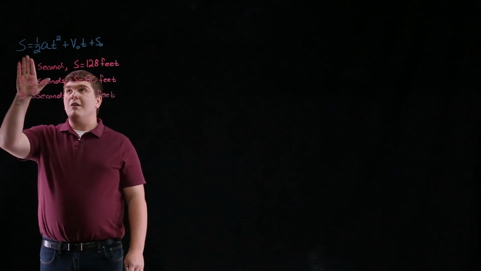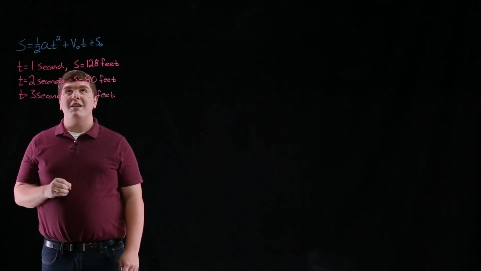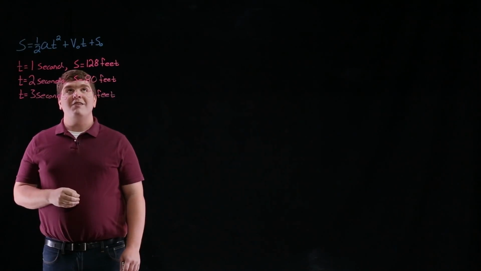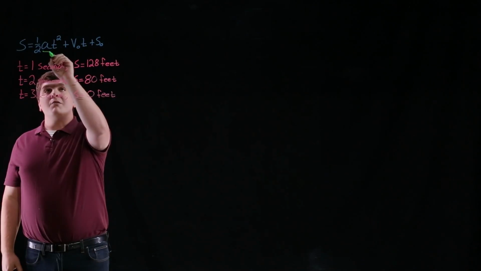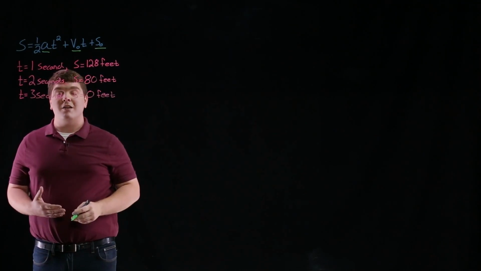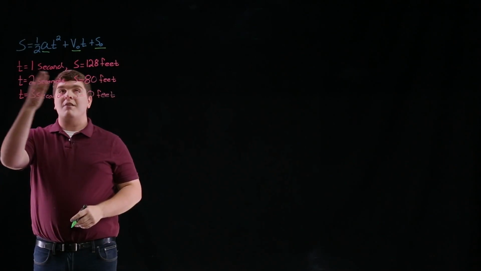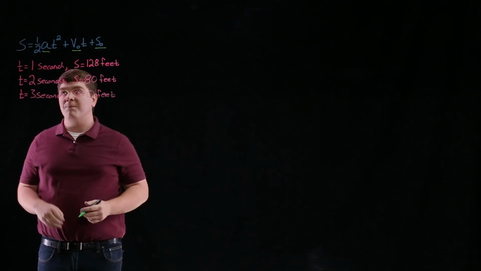So let's begin by noting that the equation that we have is s is equal to 1/2 times a times t squared plus v naught times t plus s naught. So here, what we're tasked with is finding a, v naught, and s naught. So let's substitute these values into our equation and see if we can come up with 3 equations.